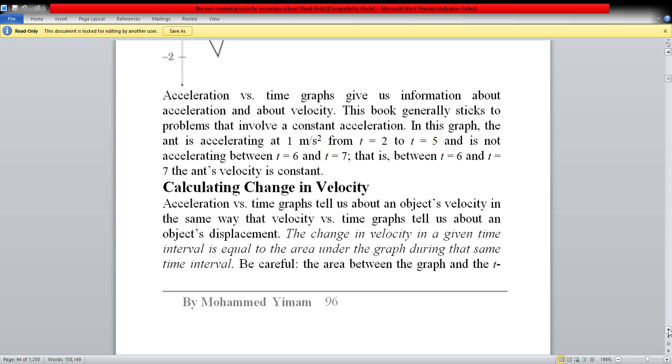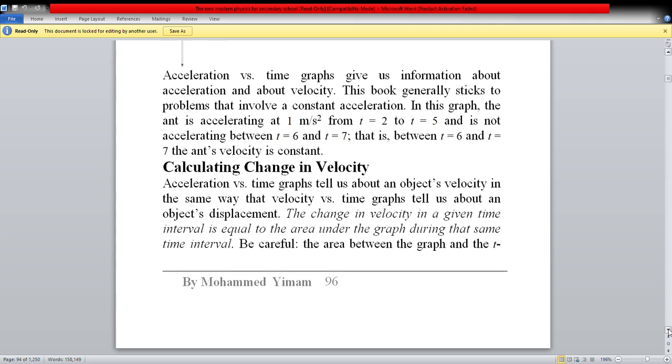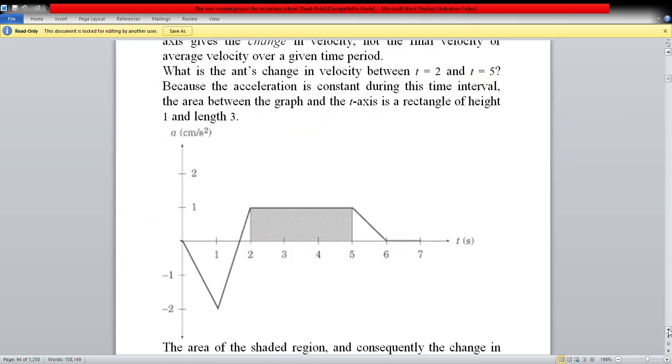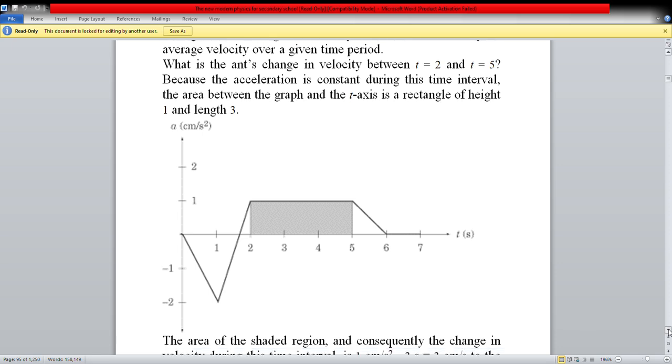Change in velocity in a given time interval equals the area. The change in velocity in the acceleration-time graph is the same as the area under the graph during that same time interval. Be careful to keep this in your mind, okay? Look at how to calculate the area, and we add them to finally calculate the change in velocity.